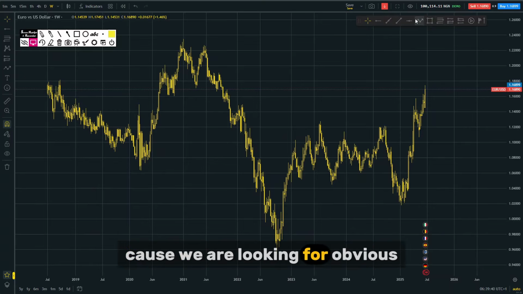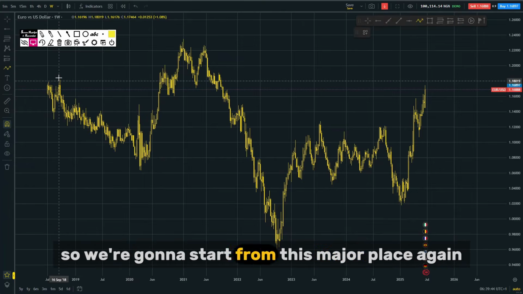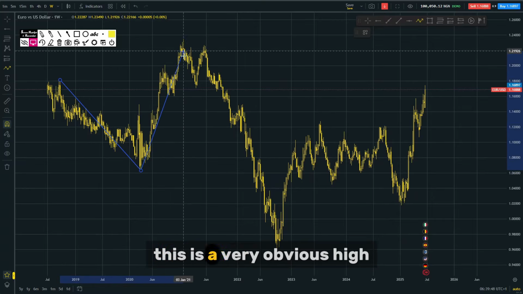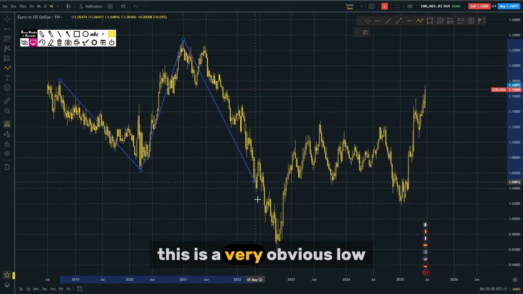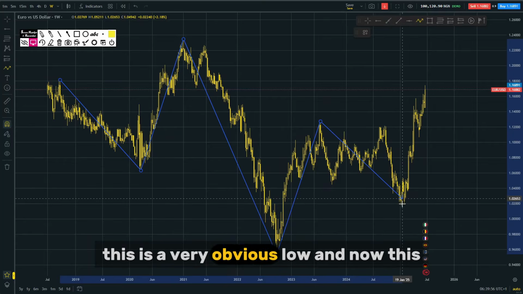Because we are looking for very obvious highs and lows. This is a very obvious high. So we're going to start from this major place again. This is a very obvious low. This is a very obvious high. This is a very obvious low. This is a very obvious high on this time frame. This is a very obvious low.